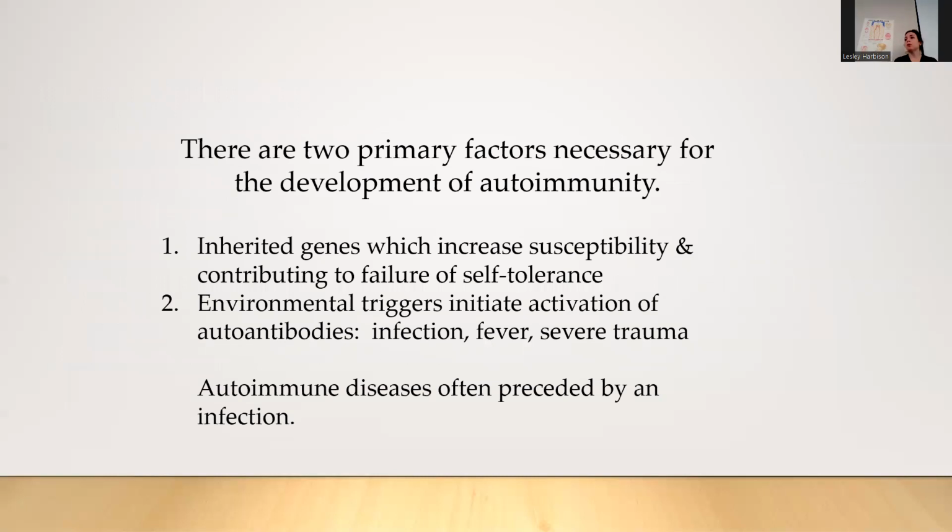There are two primary factors needed to develop an autoimmune condition. Sometimes it's inherited, a genetic predisposition to an autoimmune condition, or it could be triggered by something in the environment, or a virus, or some kind of infection. So an autoimmune disease can often be preceded by, or happen after, a really bad infection or some kind of really bad condition.